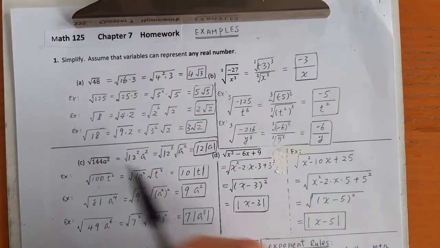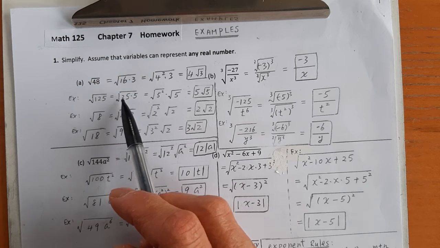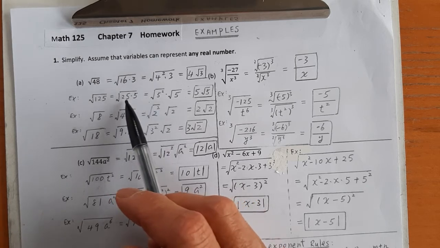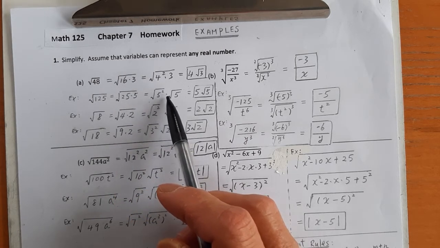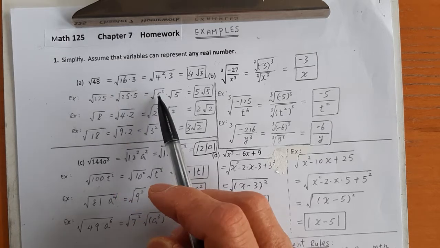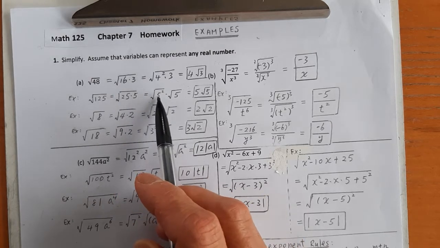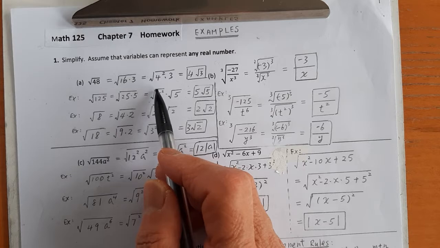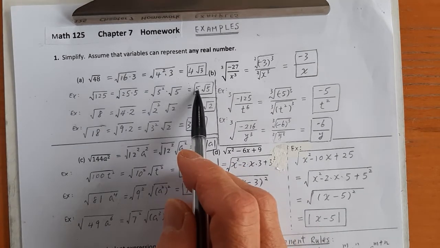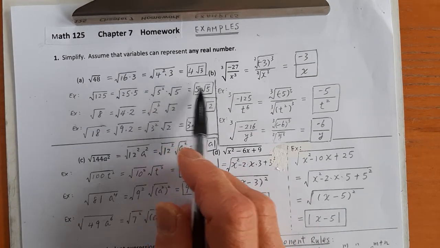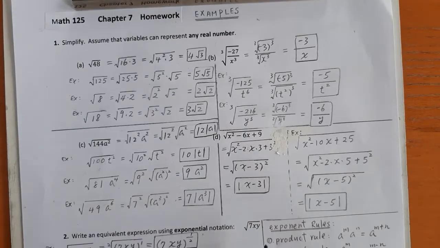So 125 you can separate as 25 times 5, and the 25 is 5 squared. Then take the square root of each one. 5 squared, take the square root: the square and the square root cancel each other, get 5. And the 5 with the radical, square root of 5.